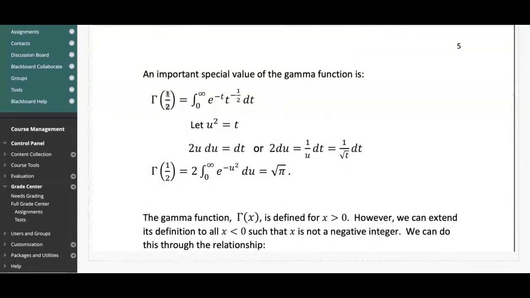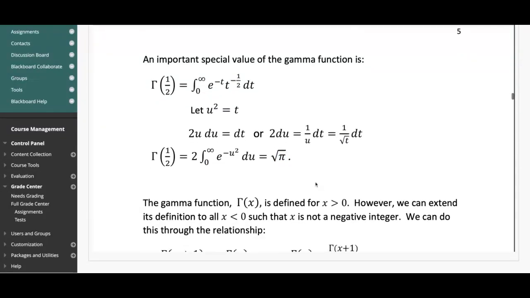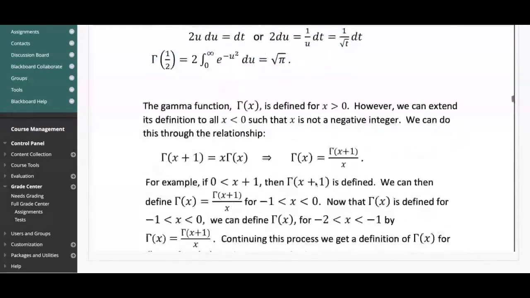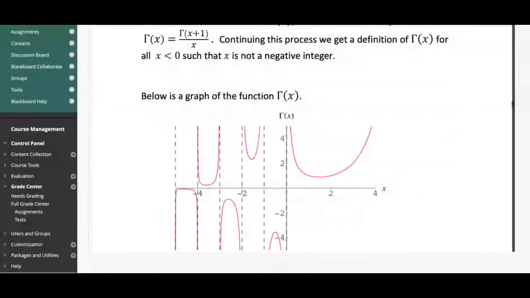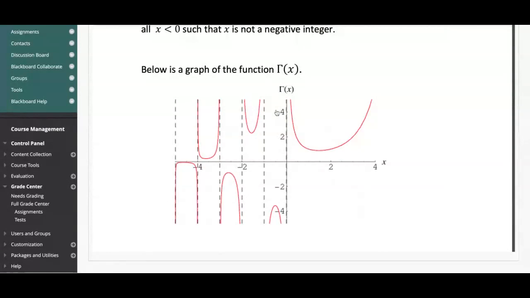And also we can calculate gamma of a half, right, by going through the definitions. Going through the definitions, we see gamma of a half has a beautiful value. It's an irrational number, square root of pi. So this is a graph of the gamma function.